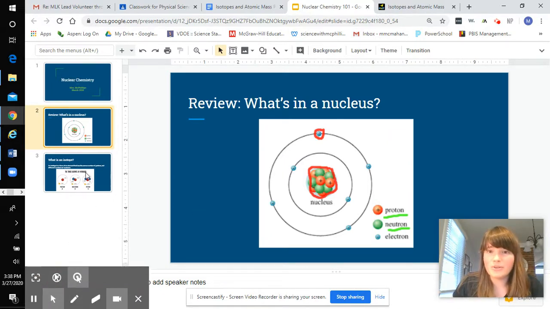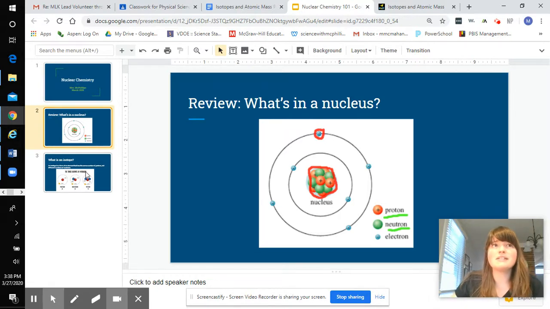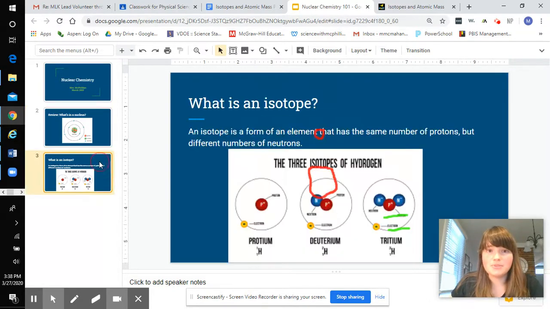We do know that there are basically different versions of nuclei for different types of atoms. So those are called isotopes. An isotope is a form of an element that has the same number of protons, but it has a different number of neutrons from the other versions. Isotopes are basically versions of elements that are only different in the number of neutrons that they have.